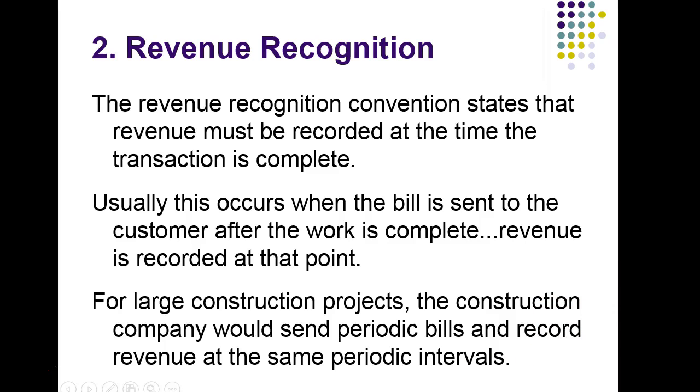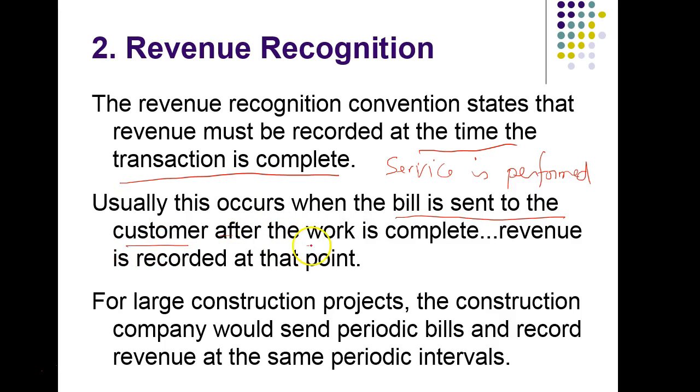The next one is the revenue recognition convention, and it says that revenue must be recorded, and this part's very important, recorded at the time the transaction is complete. So this is a critical event. This is when the service is performed, regardless if we've received payment or not. So when do we record revenue? Well, when the service is performed. So this usually occurs when the bill is sent to the customer, or after the work is complete. That's when revenue is recorded, not necessarily when payment is made.